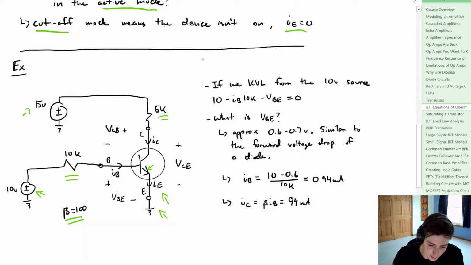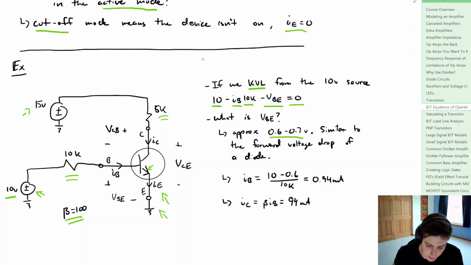Now, if we make a KVL from this 10 volt source going through the base to emitter loop, we can say that the 10 volt source minus the voltage over that 10K, which is just going to be the base current times the 10K, minus VBE, is equal to 0. And what is VBE? Well, it's the voltage developed between the base and emitter, and ironically enough, even though we said that NPNs or BJTs cannot be modeled by simply a set of diodes, VBE is approximately 0.6 to 0.7 volts. The life of irony.